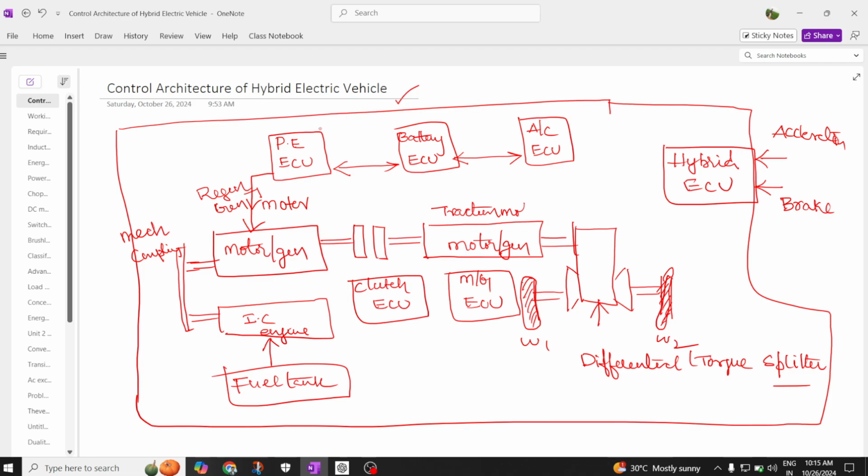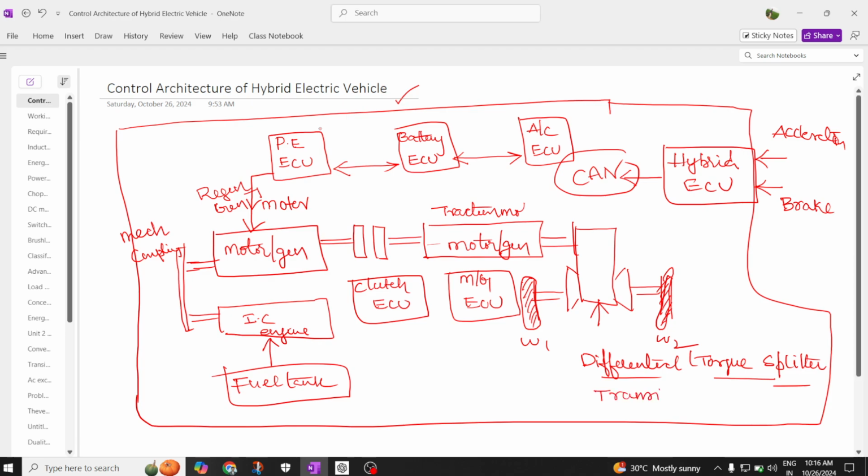All these multiple ECUs are connected in a network which is called CAN. If you want to understand CAN, you can watch our previous video on the control area network. This control area network is very useful in designing the system. So we call this a differential, or a torque splitter, or this is also called the transmission.